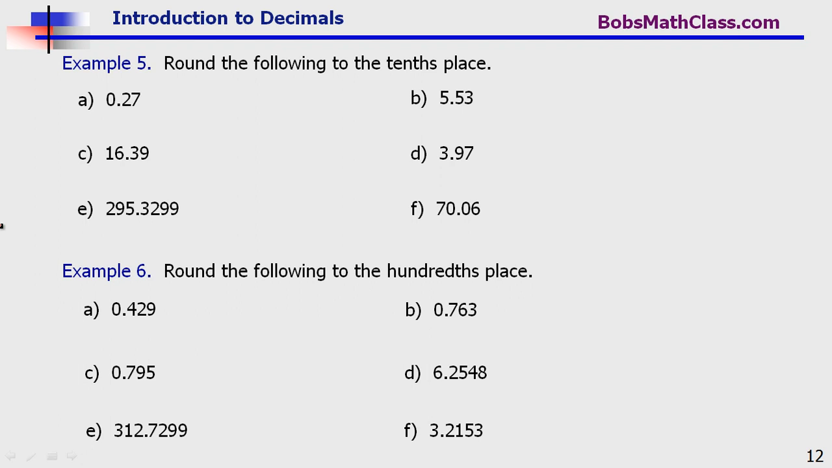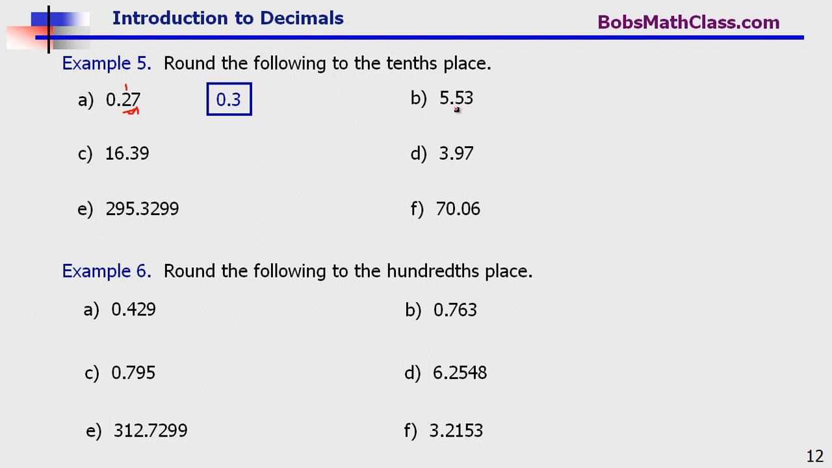Okay, so 0.27. Which number is the tenths place? The 2. So look to the right. It's a 7. If it's 5 or more, we'll make a little mark. There's the tenths place, so we look to the right. It's a 7. Are we going to add 1? Yeah, we're going to add 1. So what's our answer? 0.3.